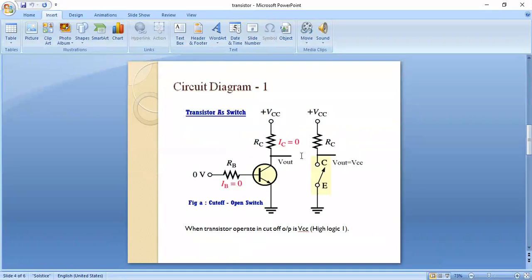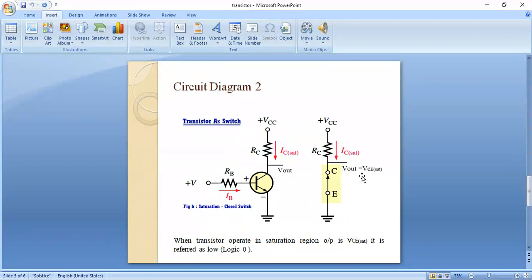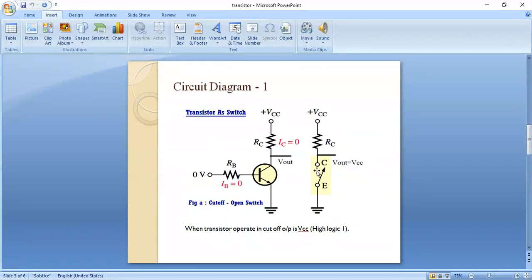It gives the output 0 or 1. In the cutoff condition, it gives the output 1, and in the saturation condition, it gives the output 0. So you can write down the theory and draw the circuit diagram for the transistor as a switch.